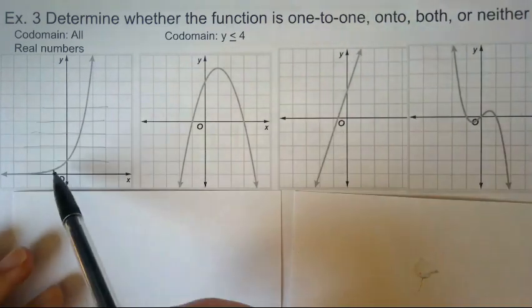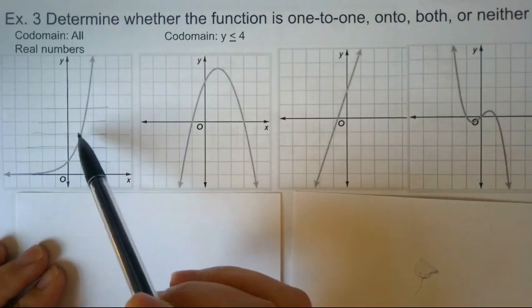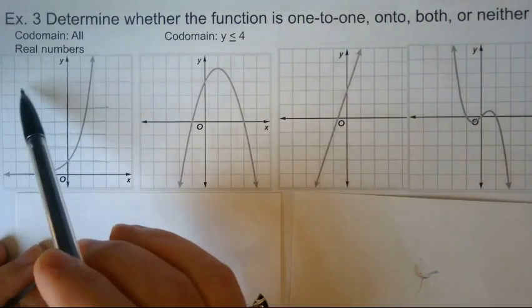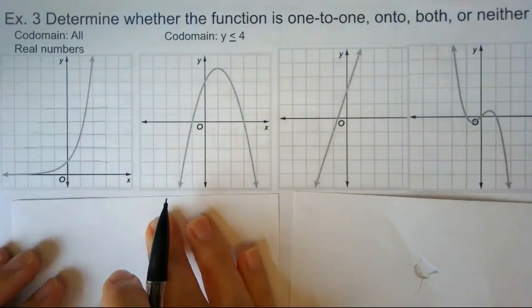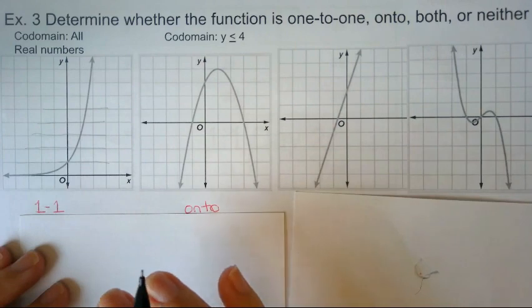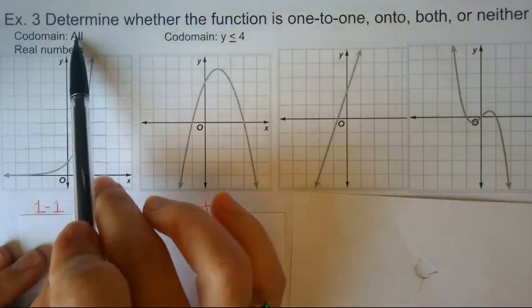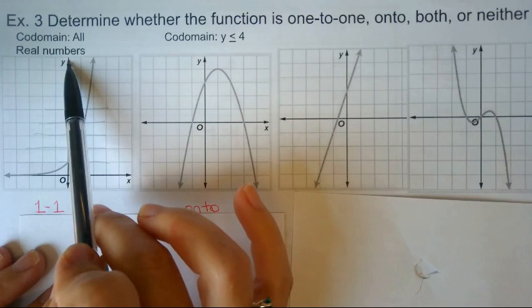So I can see that none of my y values are duplicating, because as I look through here, my horizontal test shows that it's only crossing one time. So I know that it's going to be 1 to 1. It tells me my codomain is all real numbers.